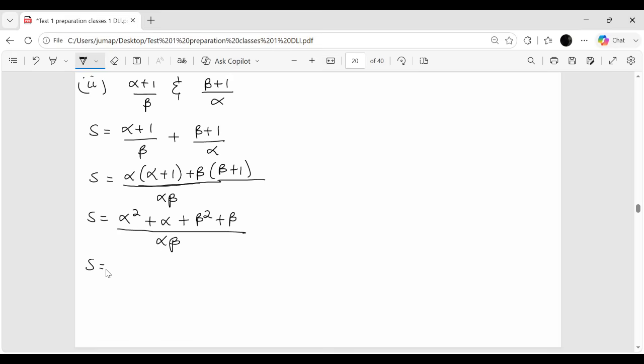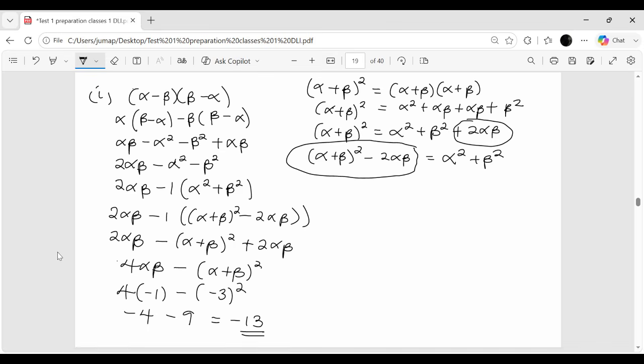Then your sum is going to be equal to alpha squared plus beta squared, then plus alpha plus beta, over alpha beta. This one you have to do the same thing I did that time. Since we've already done alpha squared plus beta squared, we already have it. Alpha squared plus beta squared is equal to this identity. So we're going to get this and replace it there.